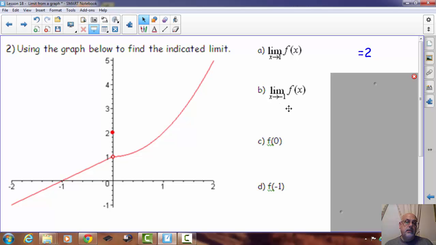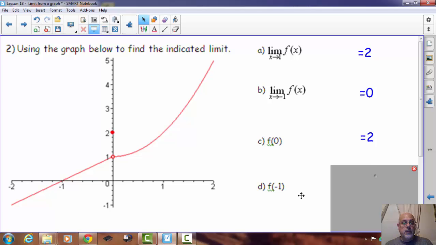Now on B, what's the limit of f of x as x approaches negative 1? Negative 1 is here, and we're going to trace the line along. So the limit as x approaches negative 1 is 0. On part C, I'm asking you to evaluate f of 0. x is 0. y will not be the open circle. y will be 2. That's the closed circle. If I ask you to evaluate f of negative 1, that will be 0.